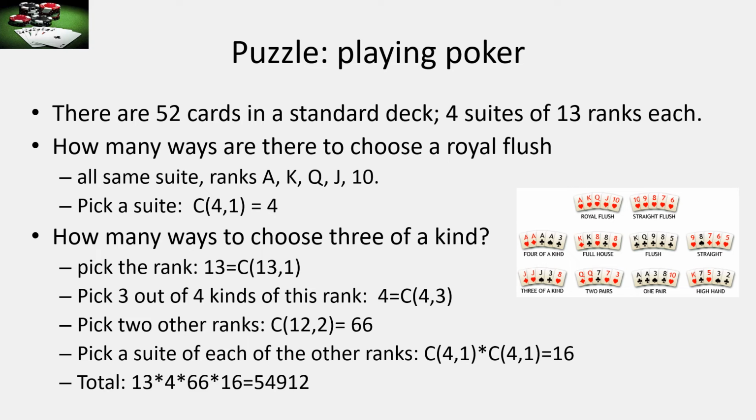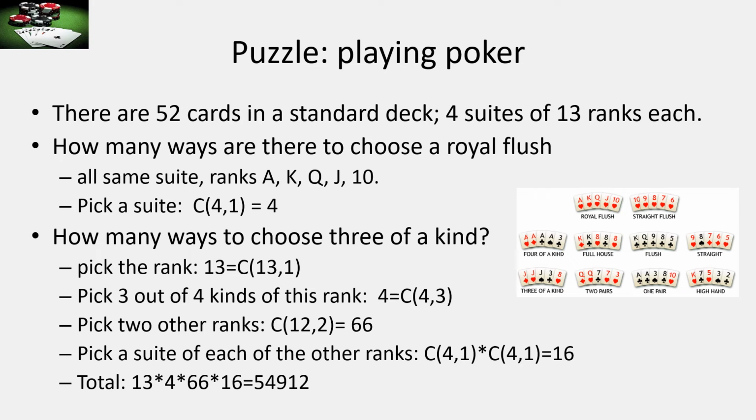So let's first look at the royal flush, that's the easiest one. The only thing to choose is whether it's going to be hearts or spades, or one of the 4 suits, or diamonds. And in this case there are 4 possibilities. They're all equally likely. We assume all the cards are equally likely, and therefore there are 4 different ways to choose a royal flush.